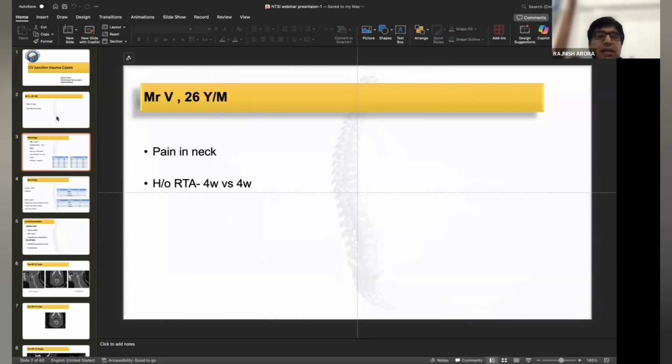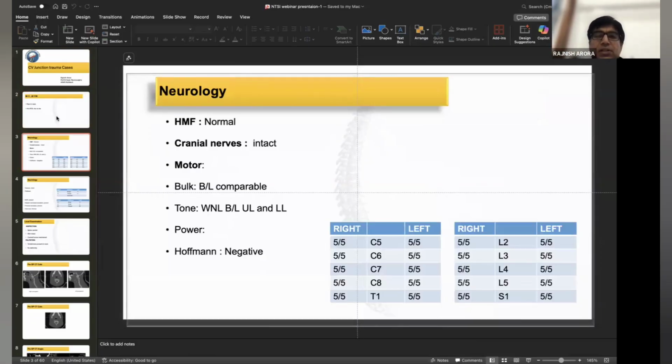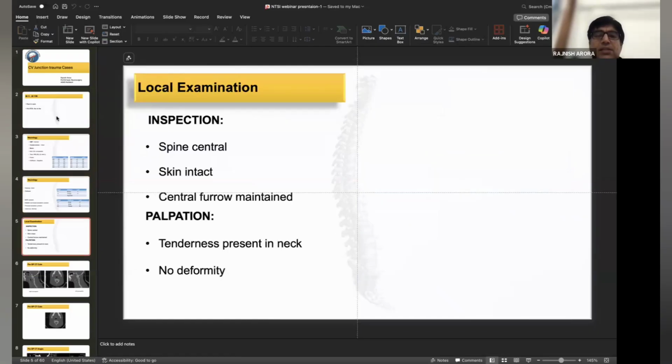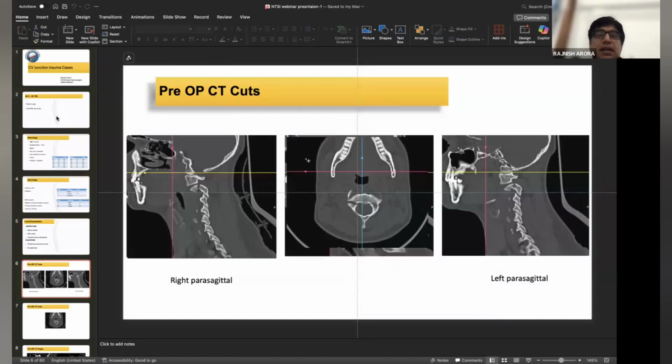He was driving, and he presented to us with intact neurology. There were no deficits, and the only problem was pain in the neck. On examination, there was some tenderness in the neck. There was nothing else, and this was a typical hangman's fracture. You can see the fracture line passing through the pars interarticularis. It was complete on the right side, while it was slightly incomplete on the left side.